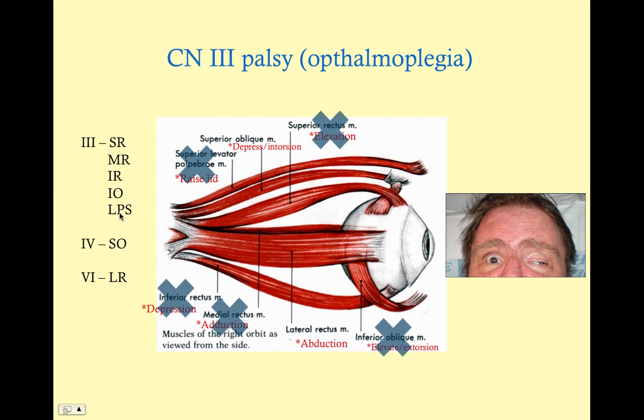Now, this LPS muscle, what is this? This is the levator palpebrae superioris. That is the muscle that holds your upper eyelid open. That's also innervated by your third cranial nerve. So if you lose your third cranial nerve, you're also going to have a heavy eyelid because you can't raise that eyelid up. And so that's why this guy's eye is shut. It's not because he got hit, it's not because he's tired, it's because he can't lift that eyelid up. Levator palpebrae superioris cannot raise the lid because it doesn't have innervation.